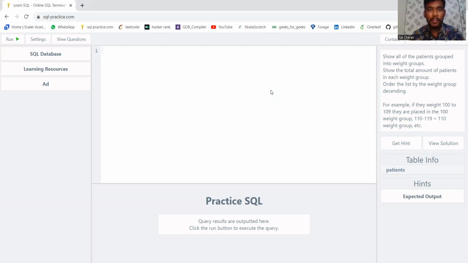From today onwards, we will be starting some difficult level questions. They may seem difficult, but you have learned a lot, so for sure you can solve them easily. Okay, so let's start this question.